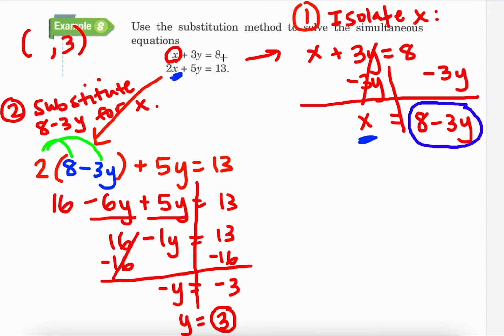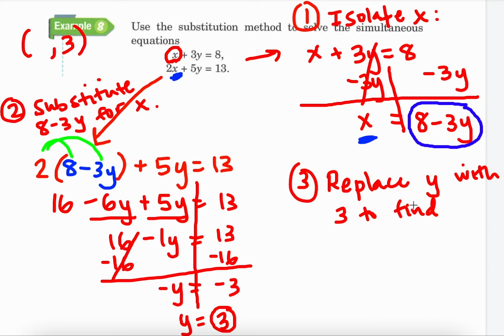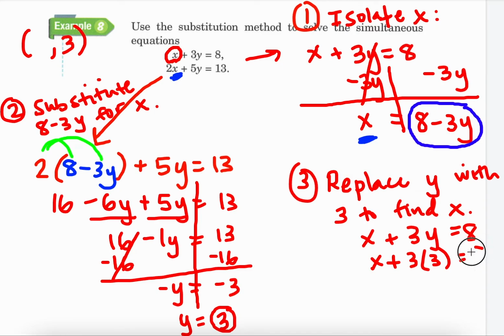I don't know about you, but that first equation that we had chosen to isolate our x sounds good again for substitution. Okay, so this third step that we're going to do is we're going to replace y with 3 to find x. Okay, so we can choose either equation. I'm choosing the first one because it looks like less math. So instead of x plus 3 times y, we're going to put x plus 3 times 3 because y equals 3. So x plus 9 now equals 8.